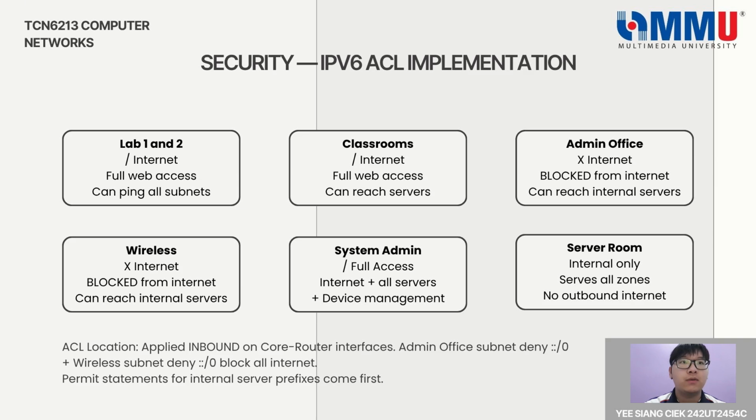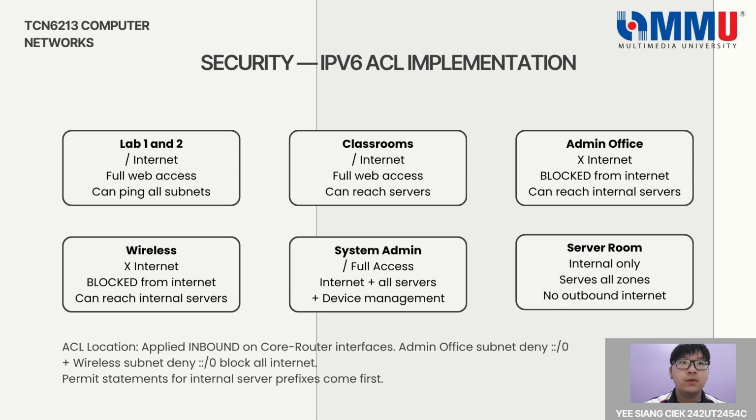The system admin office has unrestricted access to the internet, all servers, and full device management capability. The administration office and wireless zone are blocked from accessing the internet. We achieve this by explicitly denying the default route ::/0 for those subnets.